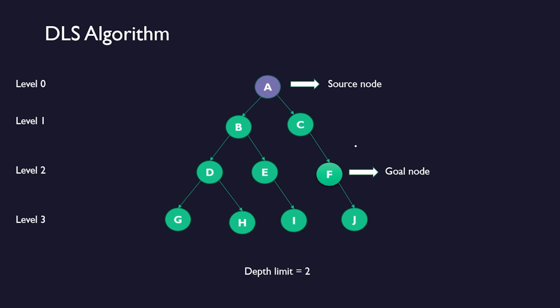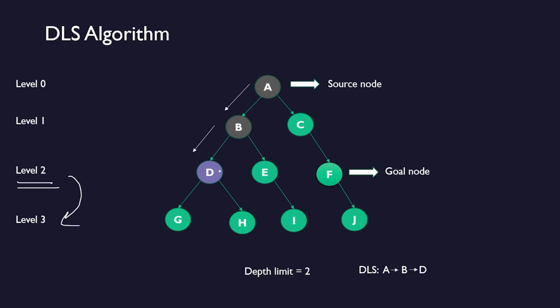Okay, so now we'll start off by taking our source node A. From source node A, I can travel to either B or C, but I've chosen to travel to B. Now, after I travel to B, I can go to D or E, but I'll just go to D. After D, I cannot go past D because my depth limit is 2, so I cannot go to level 3. So I stop here. I do not go further down.